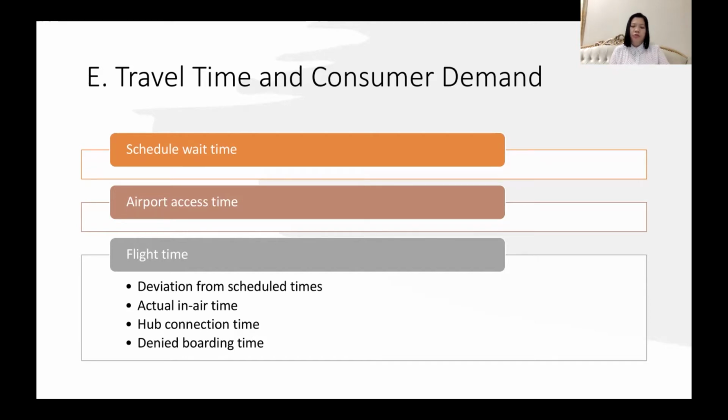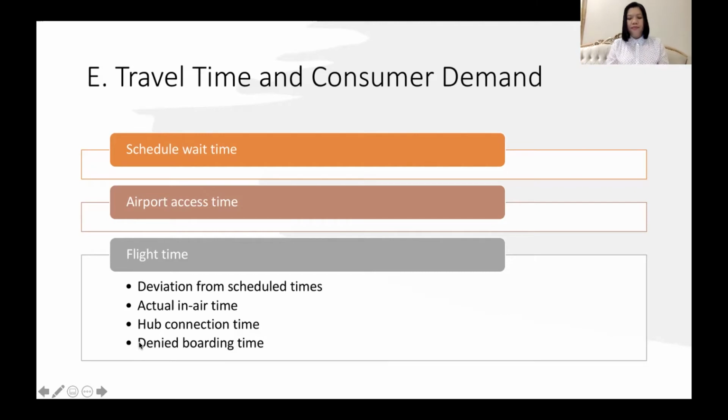So here I will explain to you each of the attributes. First is the scheduled wait time. The scheduled wait time is the time from when the consumer desires a departure to the availability of an actual departure. Second, the airport access time. This is the time for the travelers to get from their home or place of business to the airport and to do the check-in, clear the security and customs, etc.